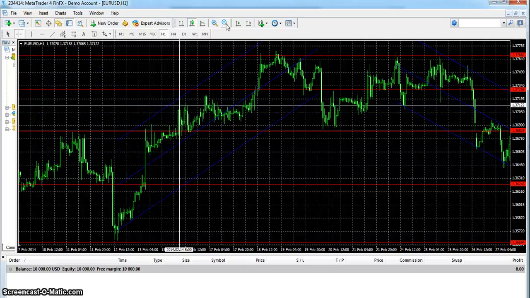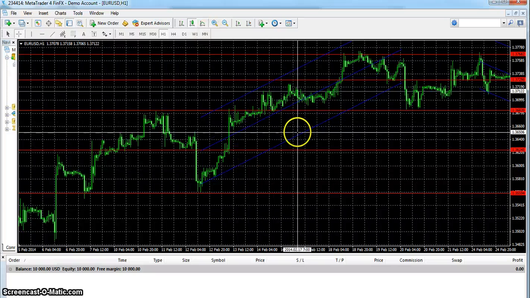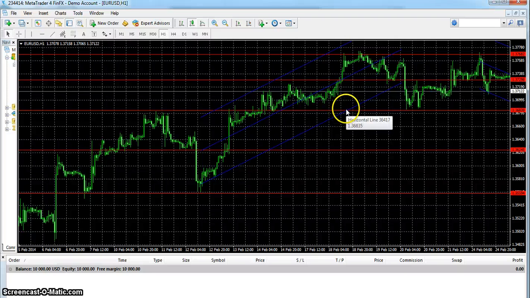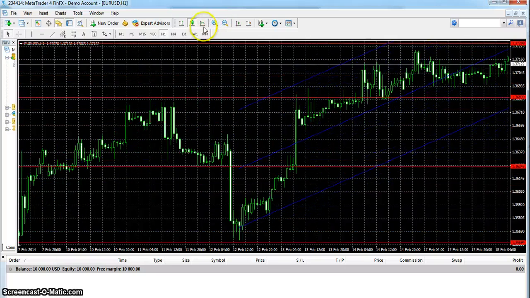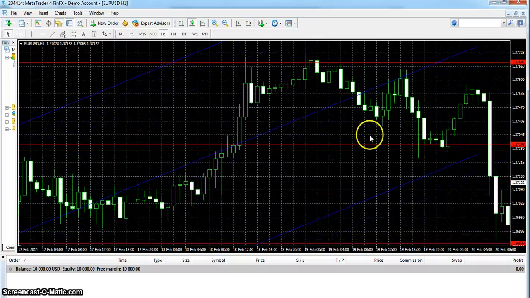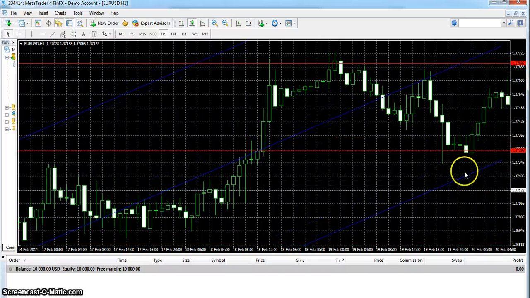Let's look at when the market was in an uptrend. So when the market's in an uptrend, what are we looking for? Well, we want the bottom of our channel to be meeting with a bounce level so that we know that the market is going to be bouncing up. So right here, let's zoom in. Zoom in again.